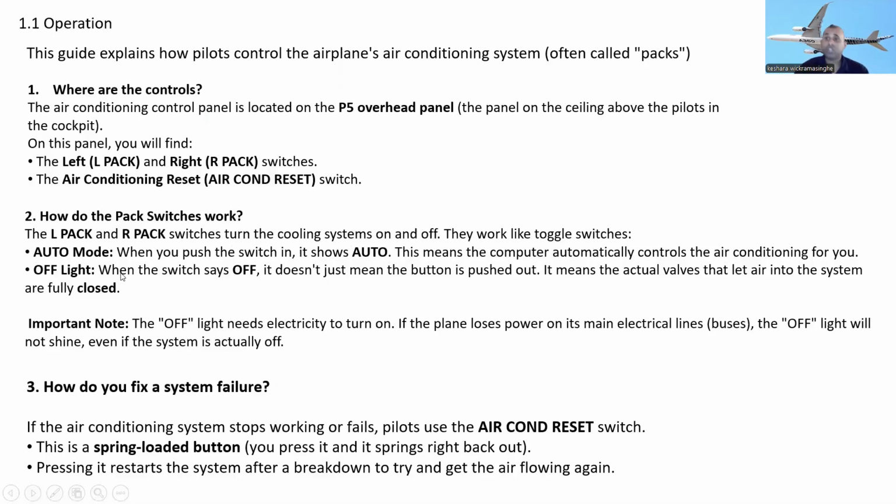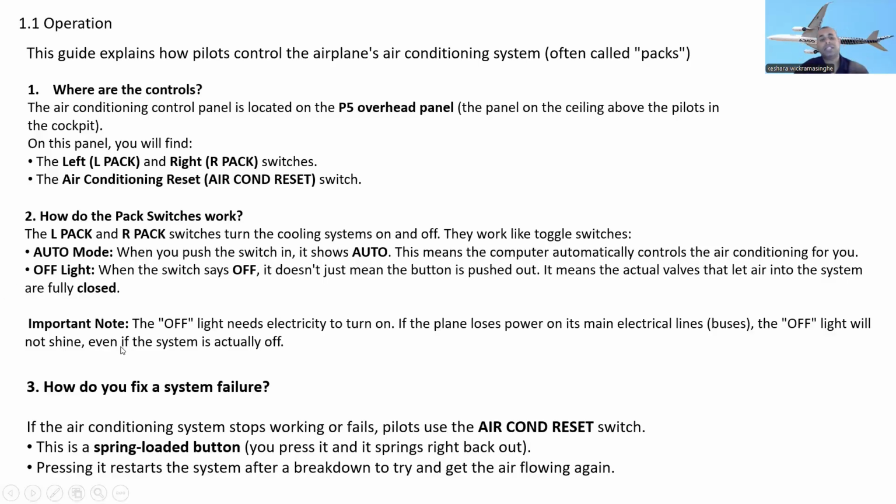In the auto mode, when you push the switch in, it shows auto. This means the computer automatically controls the air conditioning for you. In the off light, when the switch says off, it doesn't just mean the button is pushed out. It means that the actual valves that let air into the systems are fully closed.